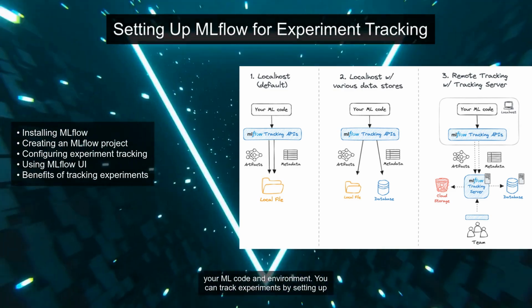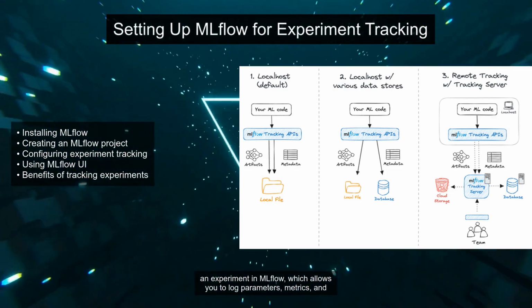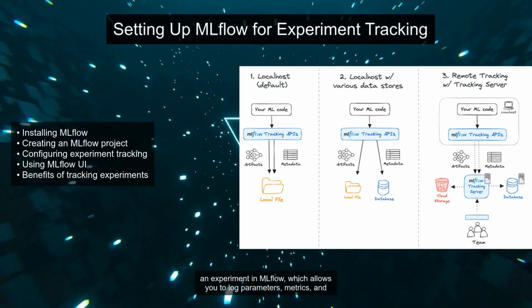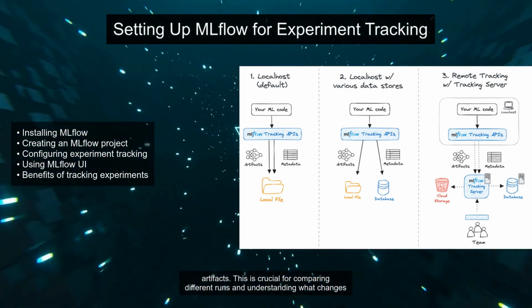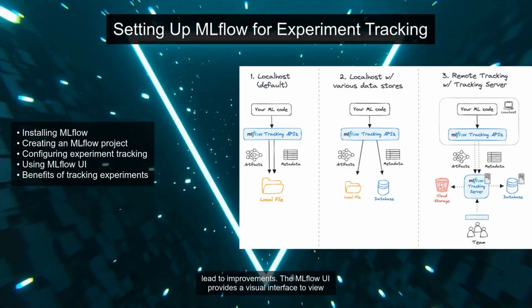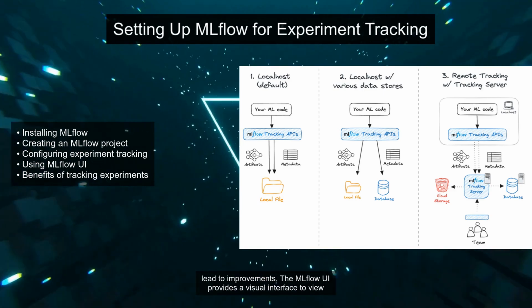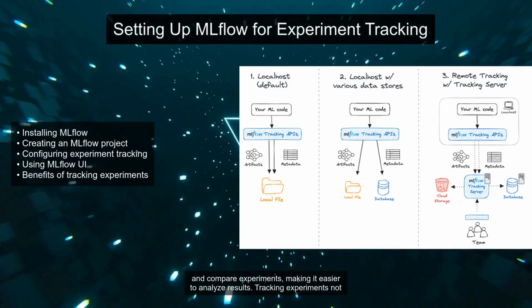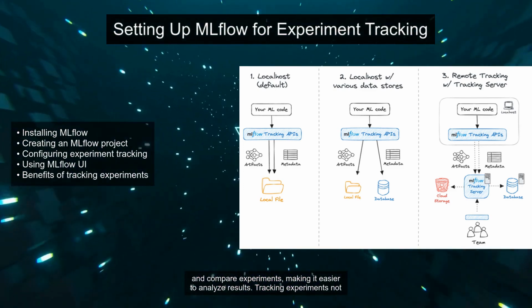You can track experiments by setting up an experiment in MLflow, which allows you to log parameters, metrics, and artifacts. This is crucial for comparing different runs and understanding what changes lead to improvements. The MLflow UI provides a visual interface to view and compare experiments, making it easier to analyze results.